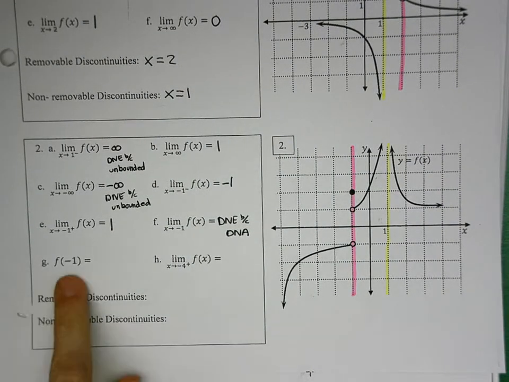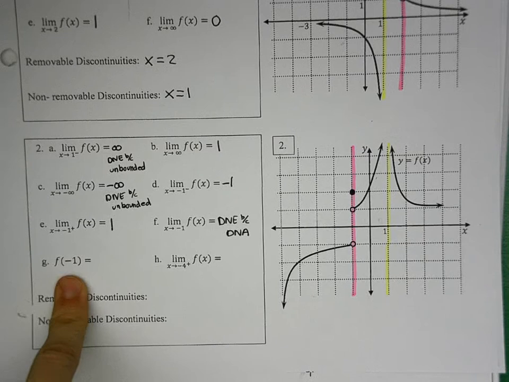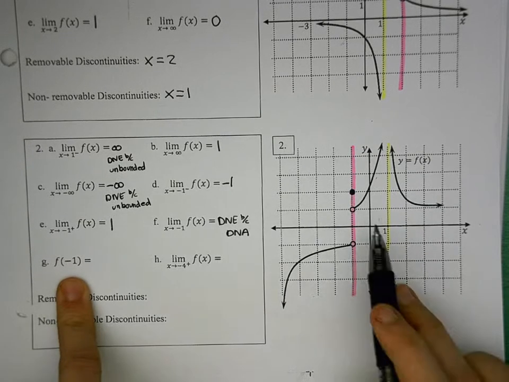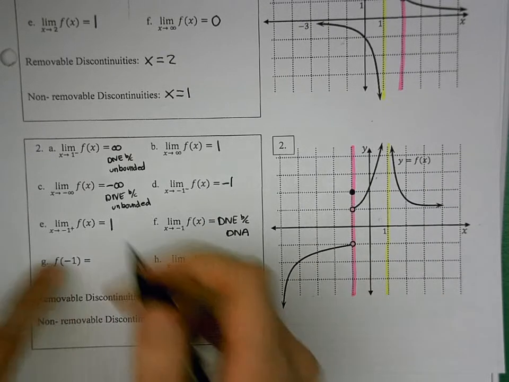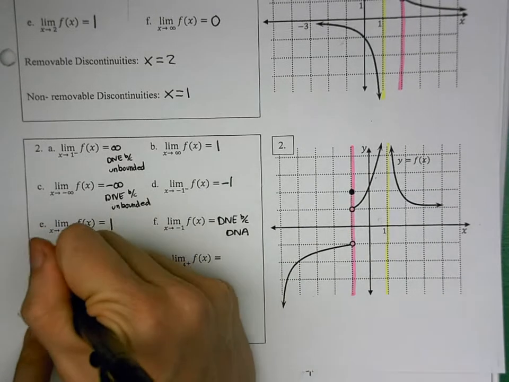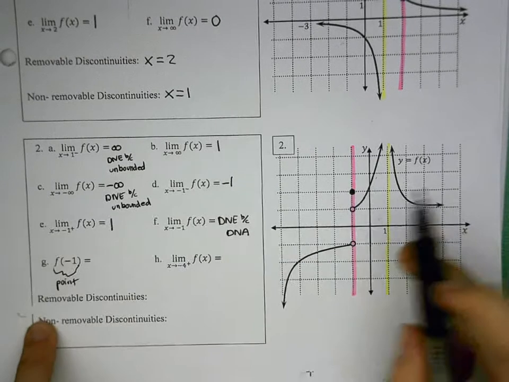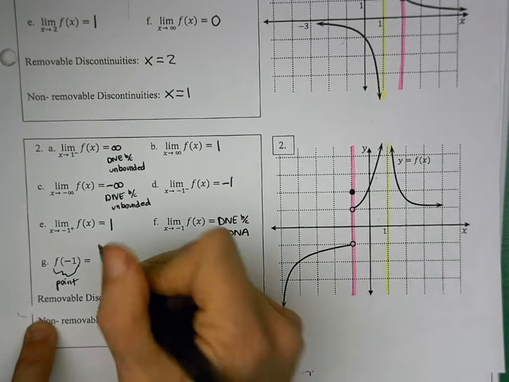f of -1. What is f of x the same thing as? f of x is the same thing as y. My y coordinate at -1 is up here. This is my point. My point at -1 is 2.